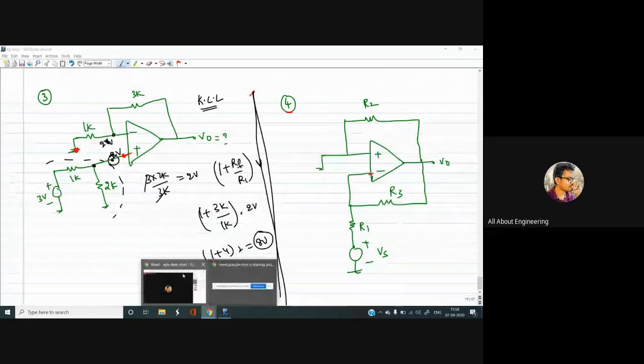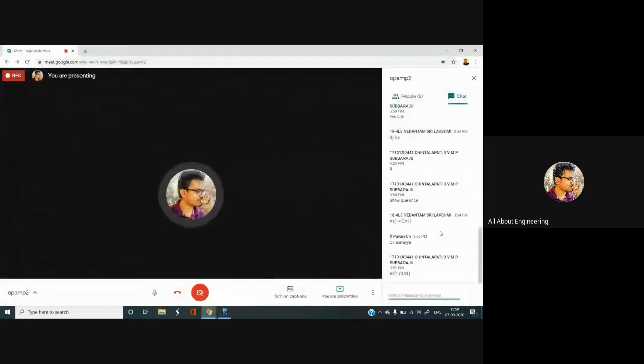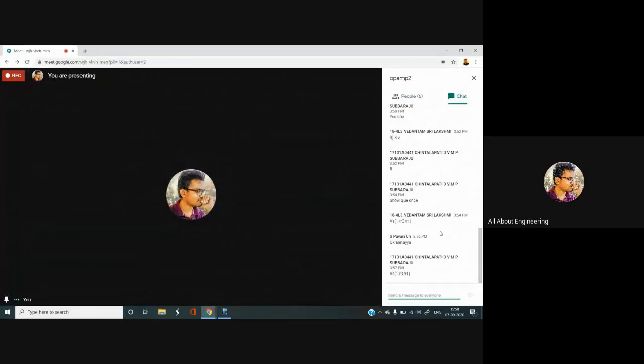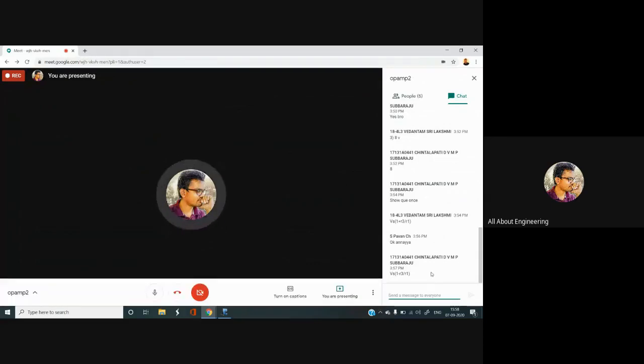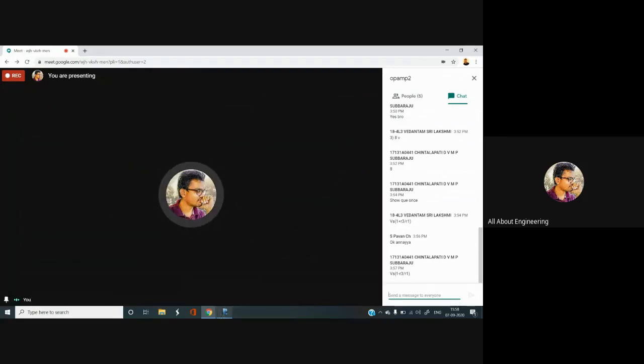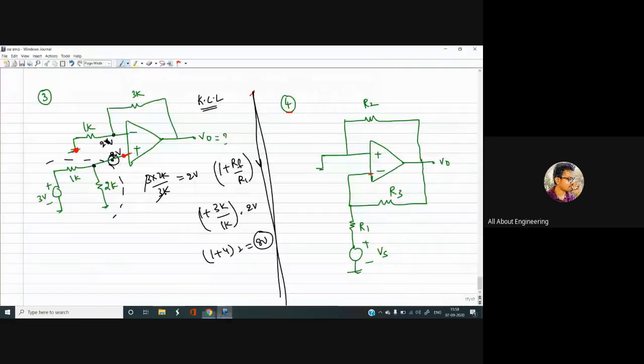Let me check the comments, two chats. Okay, Vs into 1 minus R3 by R1. That's not correct. I already told you the output should be negative. Subraju, the output should be negative. Why are you guys getting the same answer again and again? Any mistake in my question? No, it's absolutely fine.